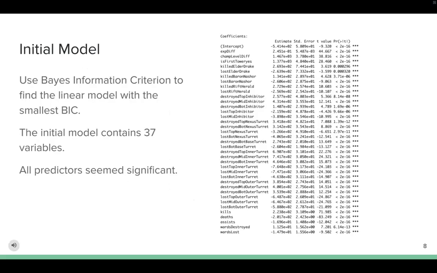Our initial model was found by using the Bayes information criterion. By minimizing the BIC, we can find a model that only contains the significant predictors, so that we don't need to do separate t-tests for each predictor.